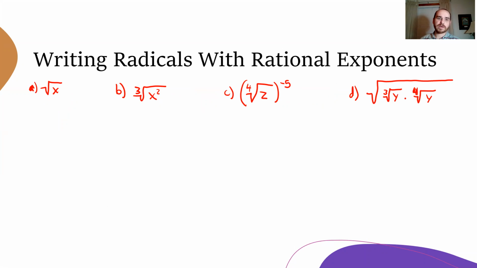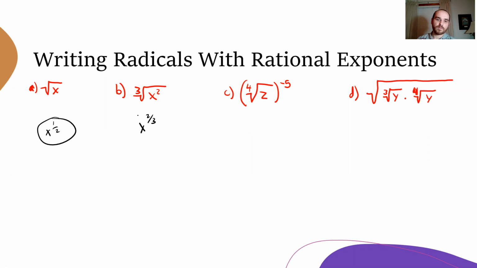So the next one is about writing radicals with rational exponents. So basically this one we're just working in reverse, right? This is just the square root of x, so we know that this is x to the 1/2. That one's pretty simple. This one we've got x squared, which means the numerator of our fractional power is going to be 2, and it's a cube root, so we're going to have x to the 2 over 3. Again, you're just taking whatever this is.